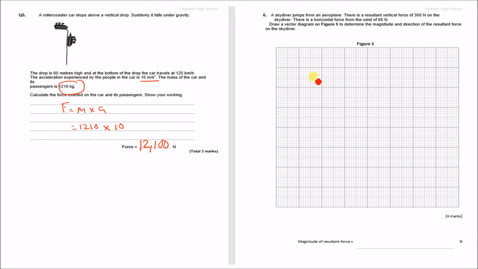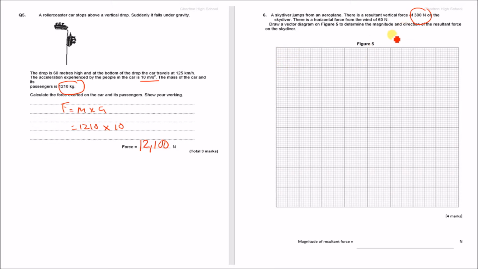Okay, this last question is about a vector diagram. So we need to understand how to do a tip-to-tail diagram, which I showed you in the video that goes with these exam questions. The first thing is we need to work out a scale. It says the resultant vertical force, so this is a force that is acting either up or down, and because it's a vertical force of 300 newtons on the SkyDriver, I'm just going to assume that the vertical force is the weight. So we're going to say that's 300 newtons.